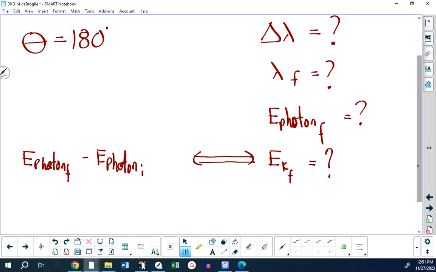Or, and this is the penultimate question, I could say, instead of asking you any of that, how fast is the electron traveling afterwards? Now, this is the ultimate question, except it's not an electron, it's an alpha particle. So let me make that little correction in my notation.